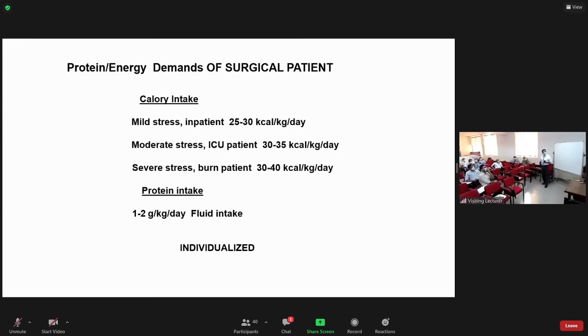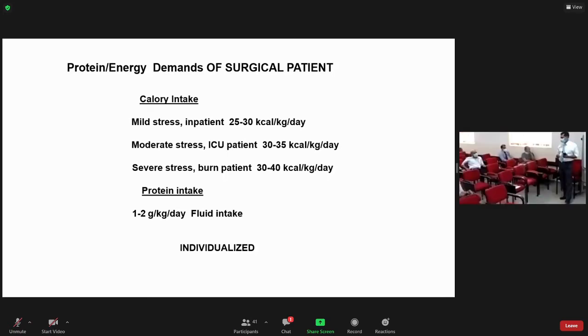So, this is energy requirement according to the surgical stress. So, mild stress, that is normal requirement, 25 to 30 kilocalories per kg. For the moderate, 30 to 35. And for the severe stress, like a burn patient, they may need 30 to 40 kilocalories per kg per day. And protein intake 1 to 2 grams. That's a range; depending on other factors we have to titrate it.